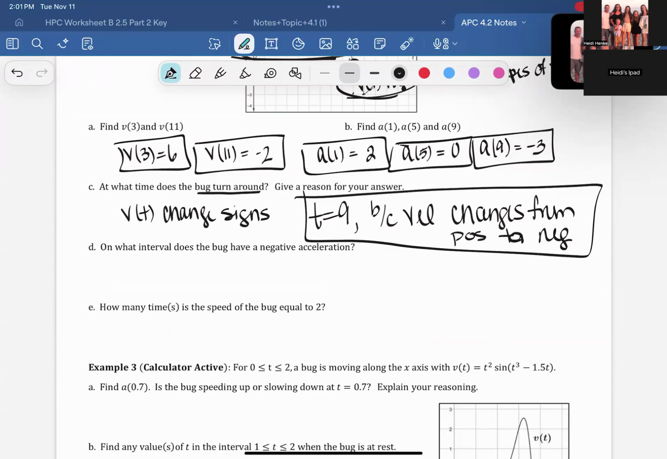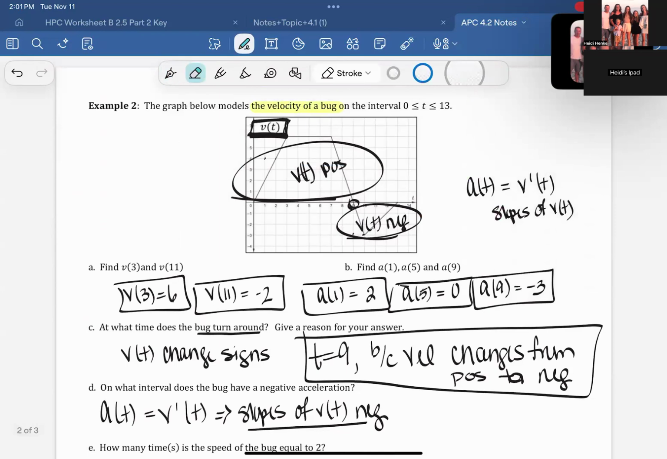On what interval does the bug have a negative acceleration? All right. We don't have an equation. All we have is a graph. So let's remember, acceleration is the derivative of velocity, which is the same thing as the slopes of velocity. And we are looking for where these slopes are negative. So we're looking for where the slopes of this graph that they have given us are negative.